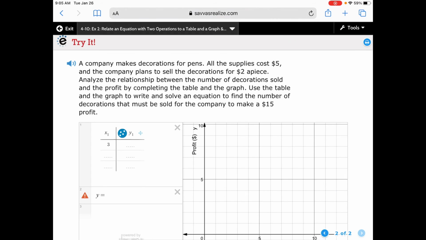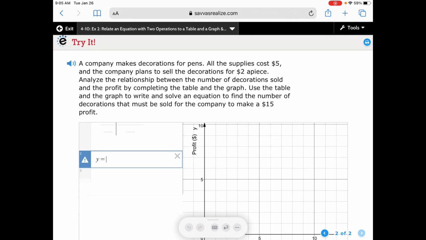All right, so let's look at the try it. It says if x equals 3, we'll use this first. The company makes decorations for pens. All the supplies cost $5, and the company plans to sell the decorations for $2 a piece. Analyze the relationship between the number of decorations sold and the profit by completing the table, using the table and then the graph to write and to solve an equation.